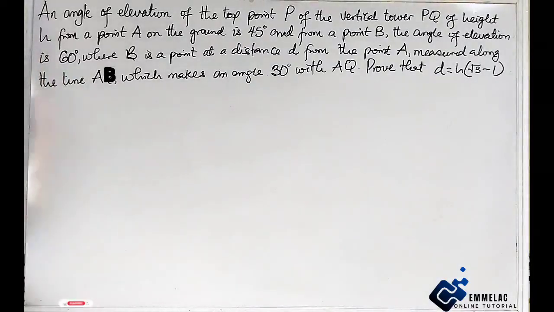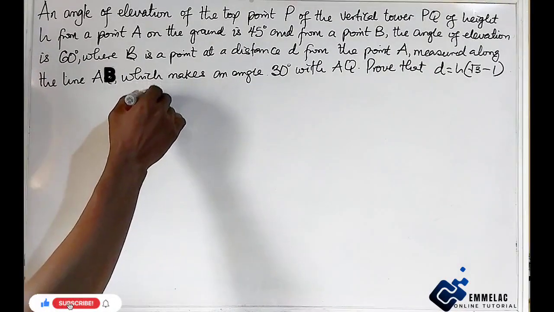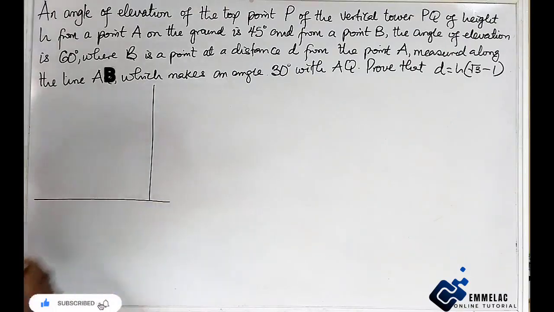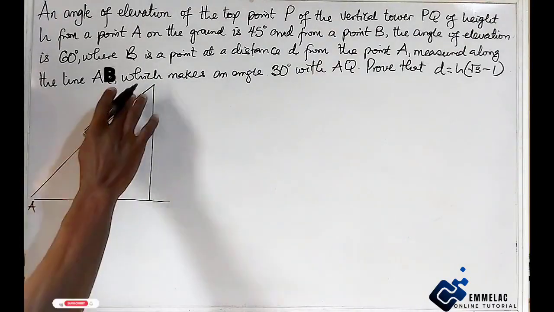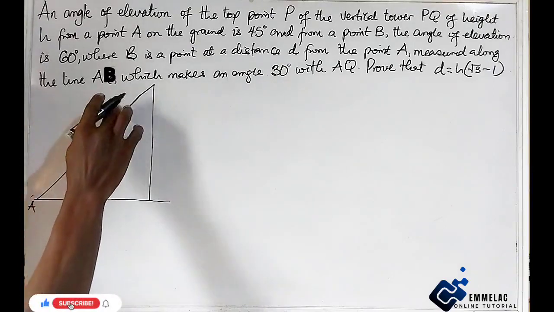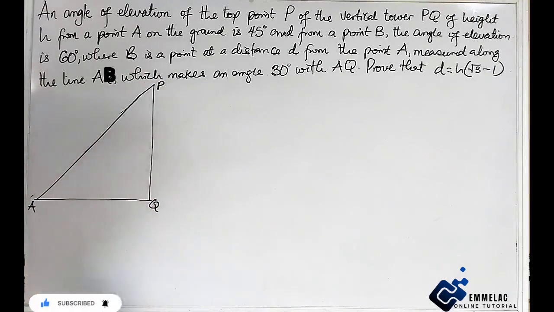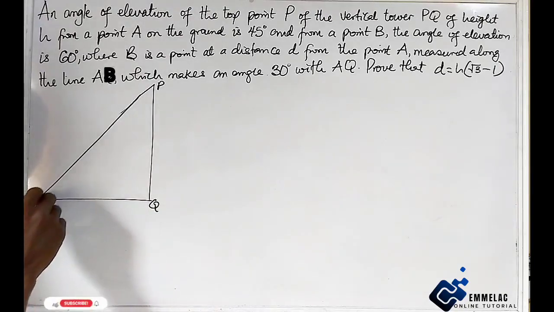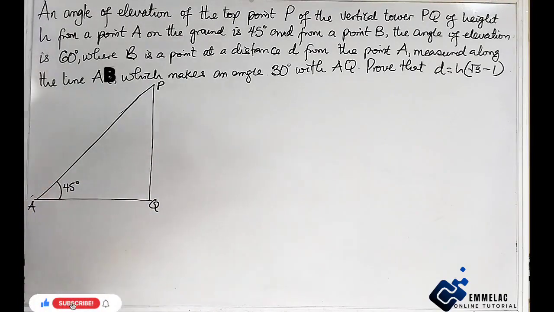Now first of all, let us draw the diagram. This is the ground. Okay, now this is our A. Alright, so now this is our point P and this is our Q. Now here we have 45 degrees, okay, and we are told that from a point B the angle of elevation is 60, where B is a point at a distance D from A.